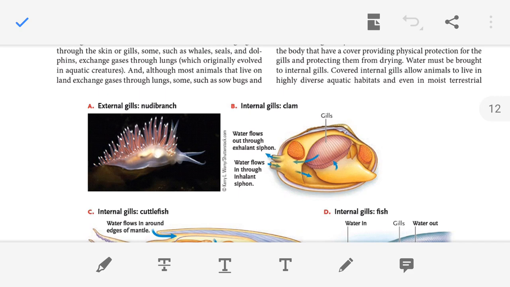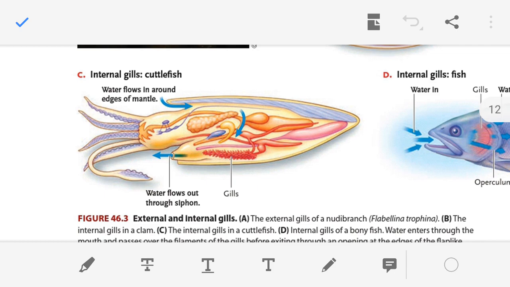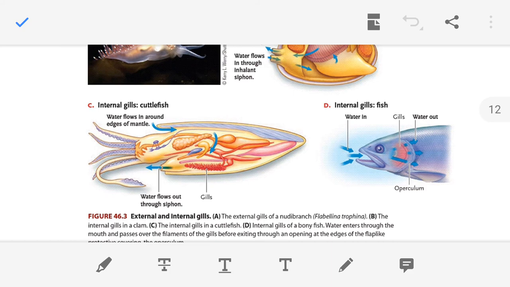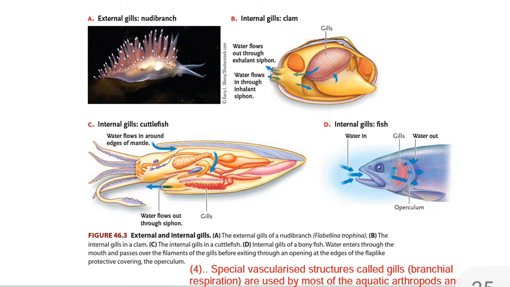Then here, this one is the cuttlefish. In the cuttlefish, internal gills are present. Water from outside enters, then passes over the surface of the gill, and then the water comes out. Now in the fish, from the mouth the water is entering, then the water passes over the gills and comes out. I'm showing you the entire figure so that you can see it properly. Okay, so this was the fourth point.